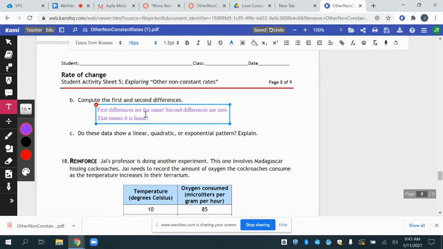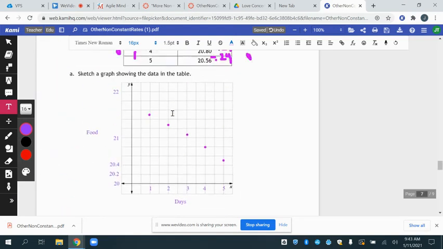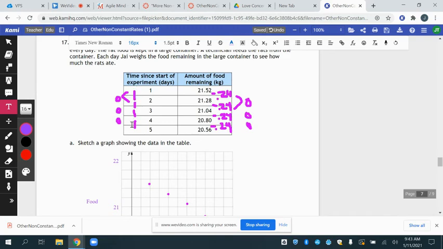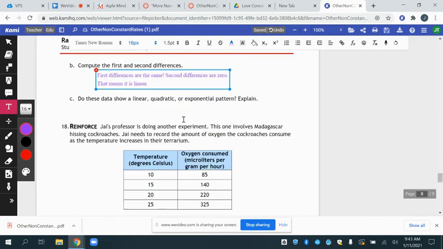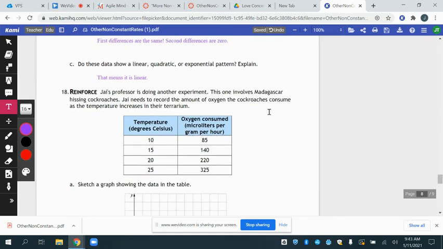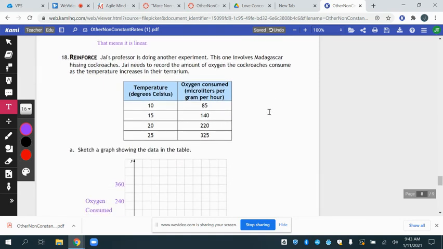If the first differences are the same, these numbers are the same as each other on the left side and on the right side, then it's linear every single time. Oops, I need to put that down lower though. There, perfect. Okay, Chai's professor is doing another experiment.